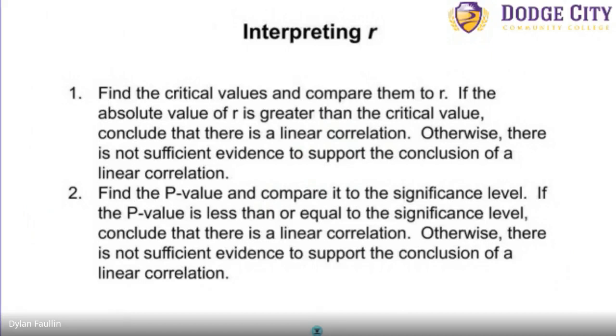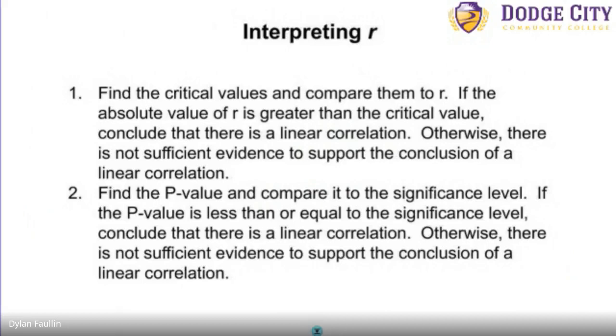So one way of interpreting R is to find the critical values and compare them to R. There's a chart for this in the packet Sylvia gave you, and in that packet you would see a chart for these values of R. We can maybe try to look it up here on Google or something, because I don't have a chart handy.